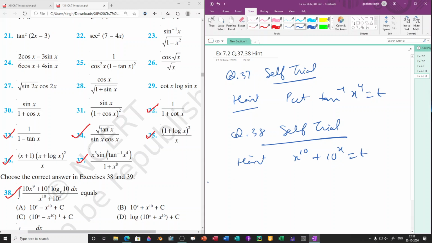So what we'll be getting is, this will become dt by t, and we know the integration of dt by t is log t. So the answer of this will be log of (10 raised to x plus x raised to 10) plus c, that is option D. So option D will be our answer. So question number 38 you will be doing on your own, not difficult at all.